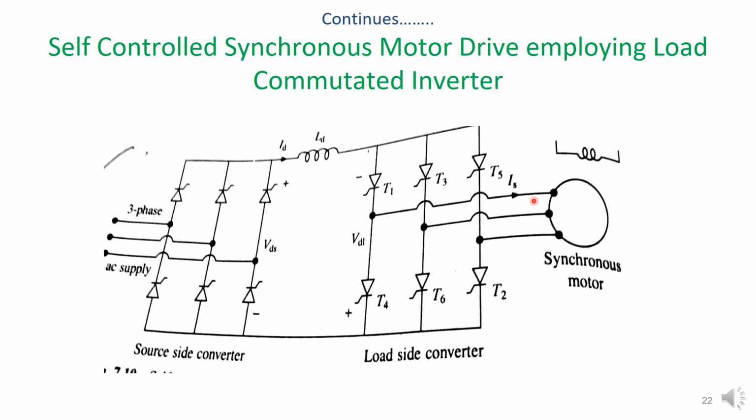In the motor, the induced voltages are produced. Using that voltage, we can commute these thyristors. So it is known as the load commutation.